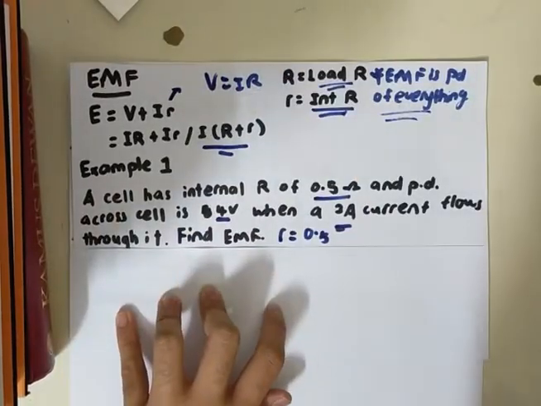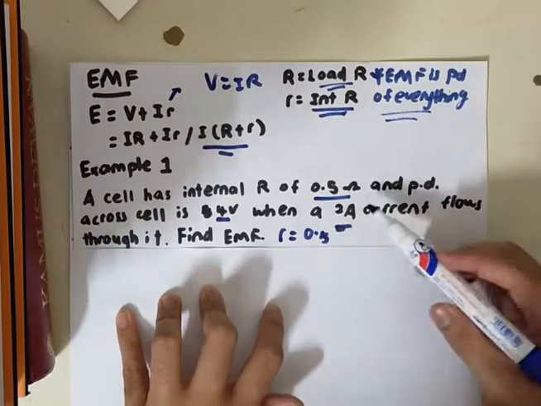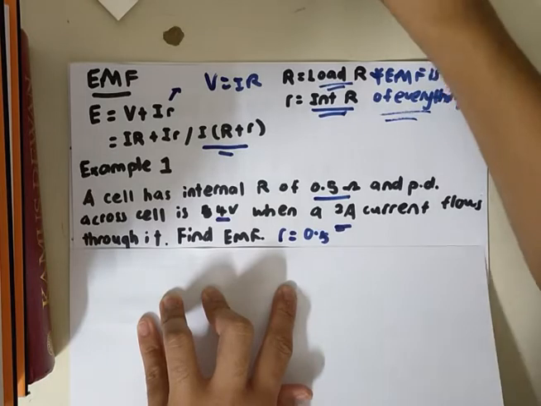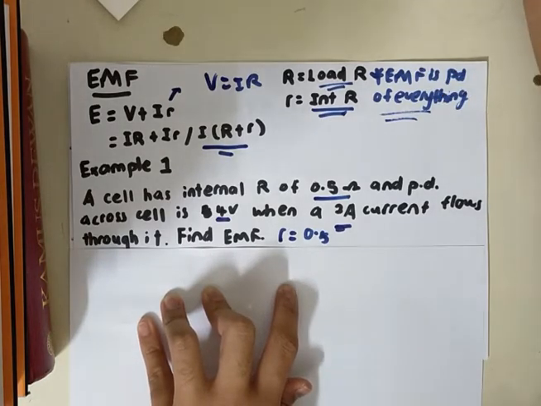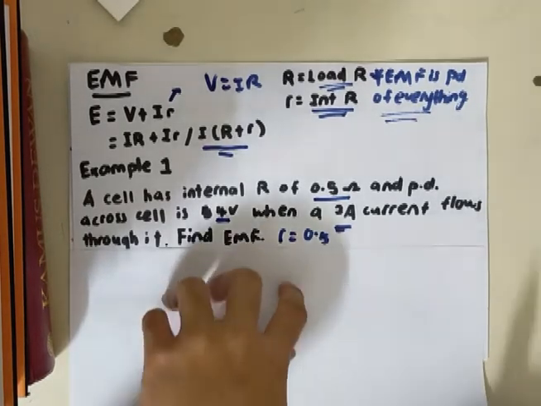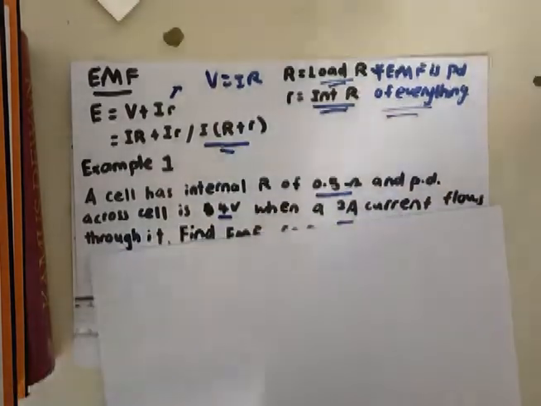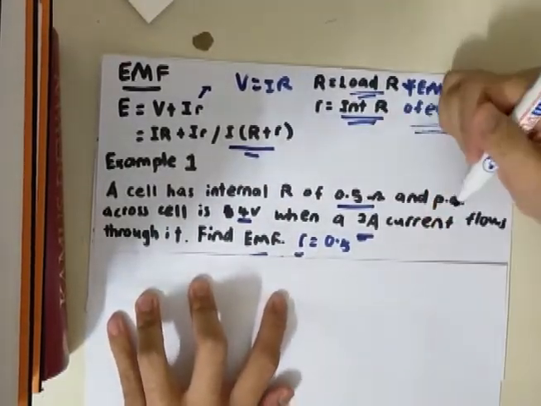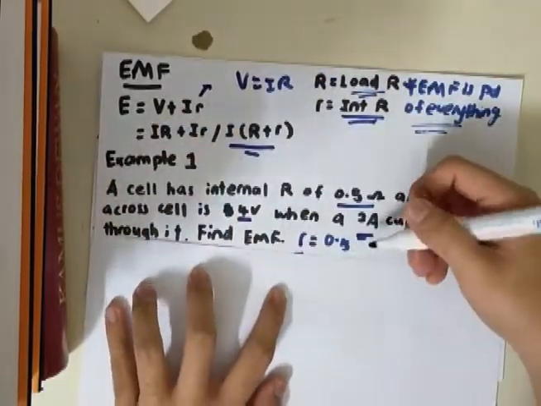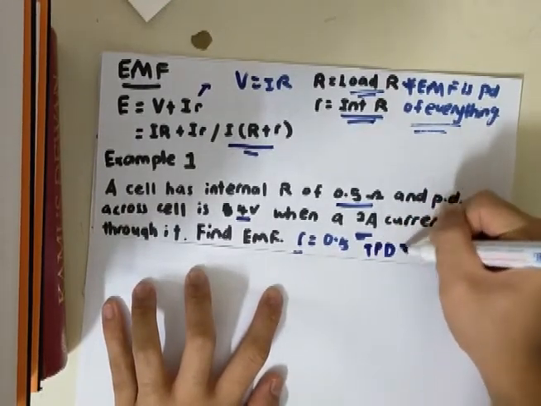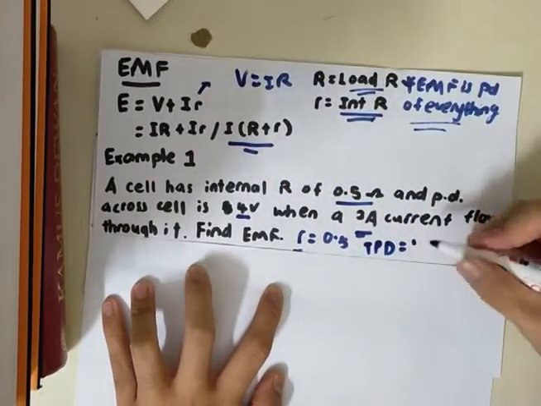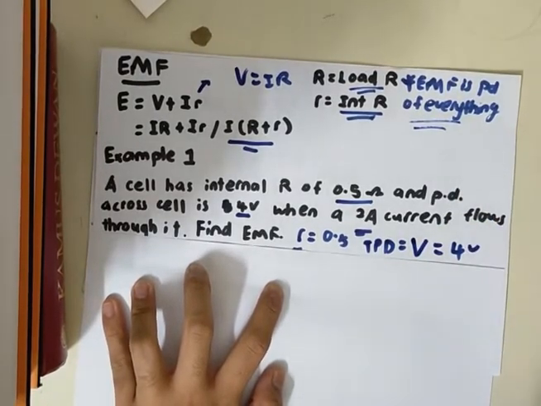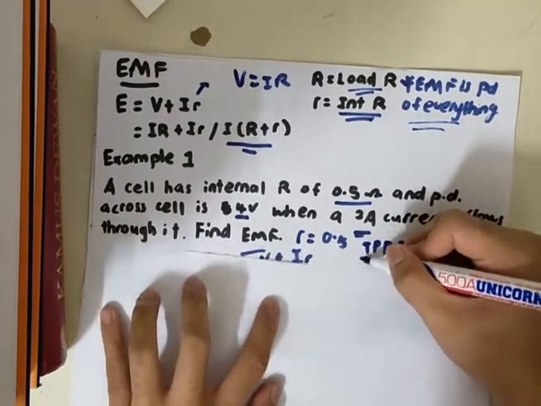Here's an example. A cell has internal resistance of 0.5 ohm and the potential difference across the cell is 4 volts. When a 2 ampere current flows through it, find the EMF. So how do we do it? Very quickly, we'll write down the information that we got. The potential difference across the cell is the terminal potential difference, so V equals 4 volt, and the current equals 2 A.